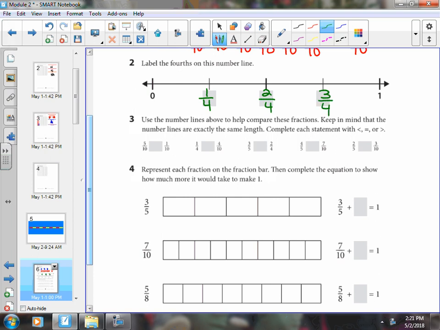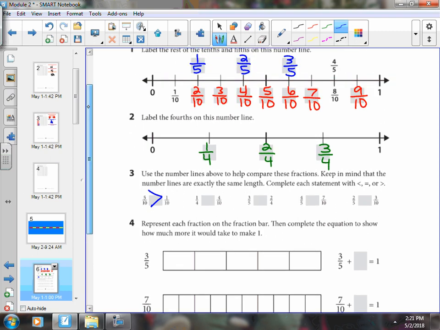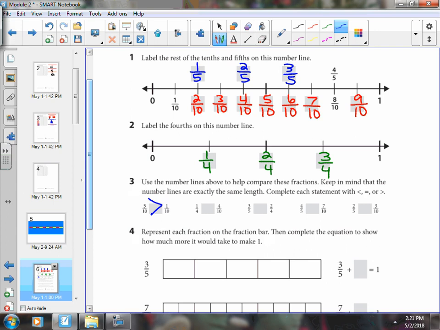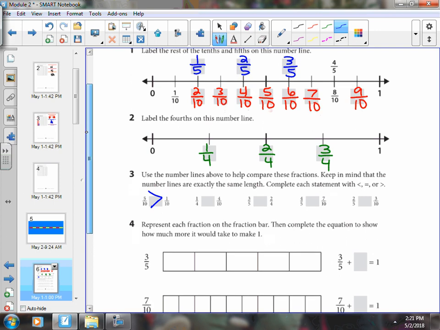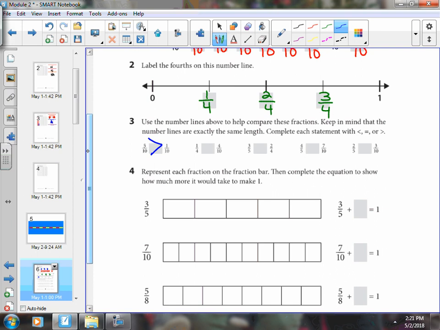Number 3, use the number lines above to help compare these fractions. 5/10 and 1/10, the denominators are the same. I don't even need to look up. I know which one's bigger. 1/4 and 4/10. 4/10 is pretty close to a half, and 1/4 is less than that, so I know that 4/10 is bigger.